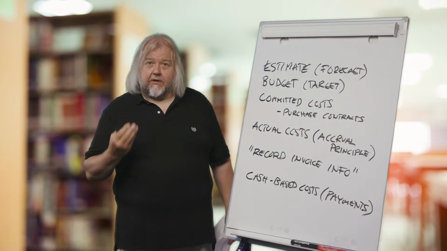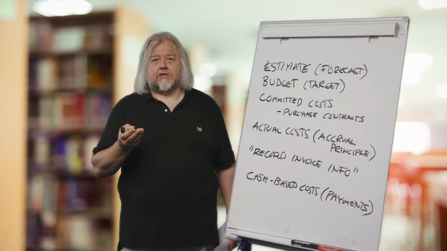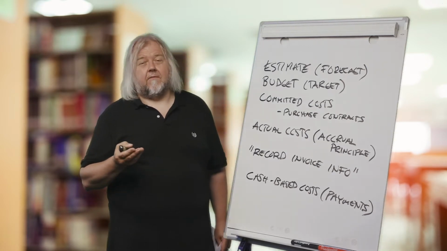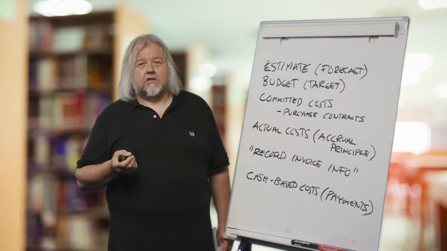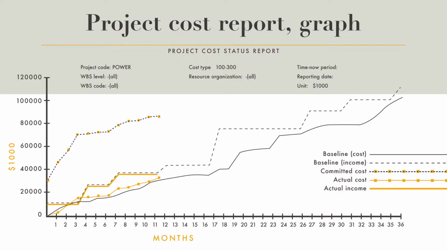Now, there are a few project cost reports that I want to show you, just as an example. So here is a graph about a 36 months project. And when the reporting takes place, it takes place 12 months from now. And we can see the actual cost and actual income until the 12 months, which is the time now. And they follow rather nicely the budgeted income and budgeted cost.